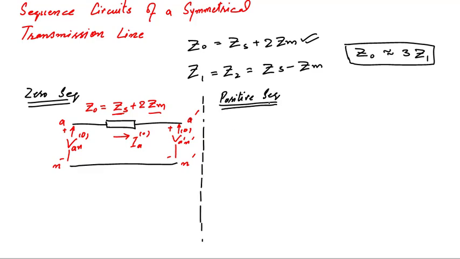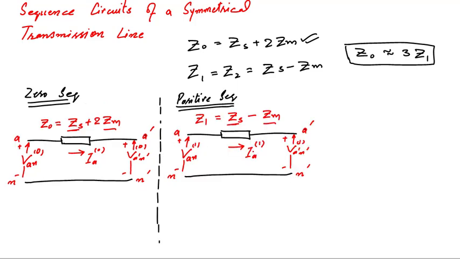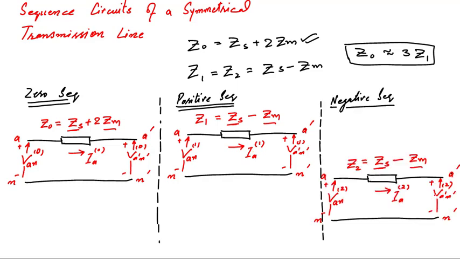Similarly, the positive sequence circuit of the transmission line. This is the positive sequence equivalent circuit of the transmission line where the voltage between point A to A prime is the voltage drop across positive sequence impedance Z1 due to current IA positive sequence. In the same manner, we can draw the sequence equivalent circuit for negative sequence. For negative sequence, the equivalent sequence circuit is given over here. The negative sequence voltage drop between point A and A prime is due to negative sequence current IA across negative sequence impedance Z2, that is equal to Zs minus Zm.